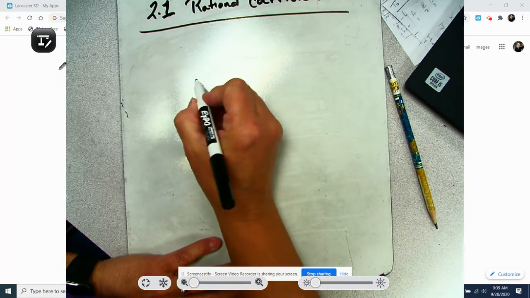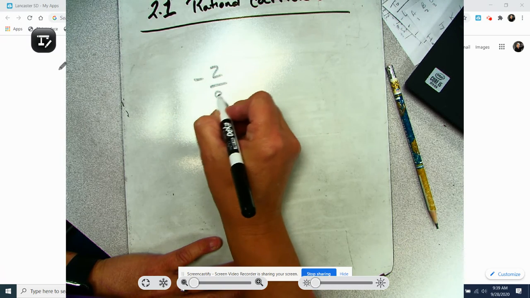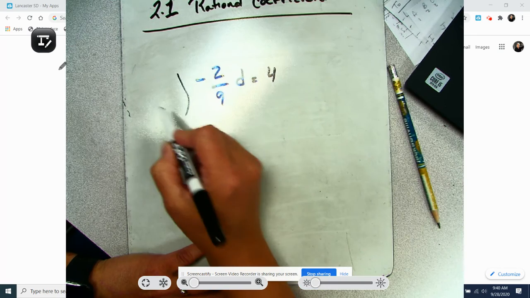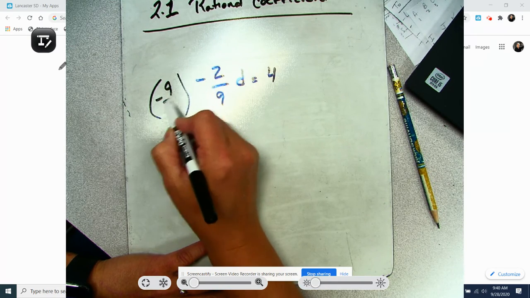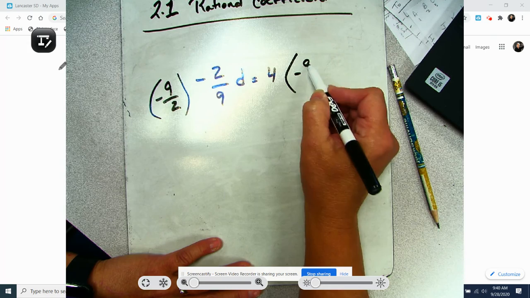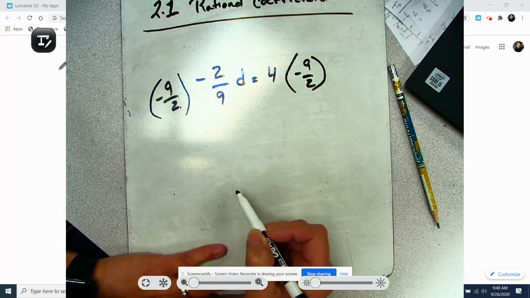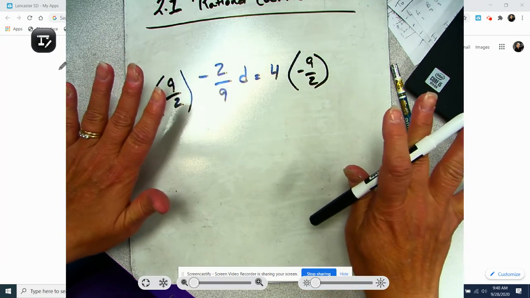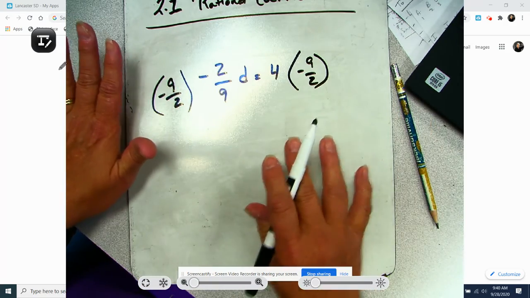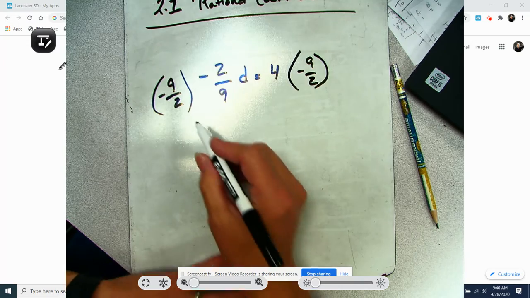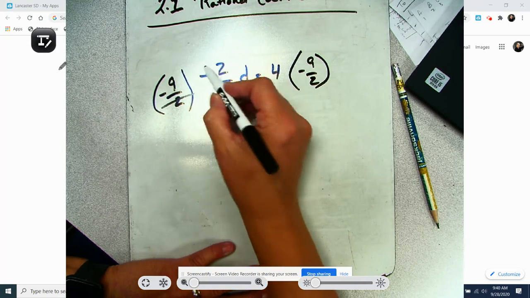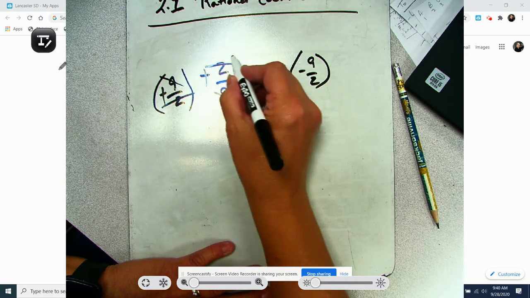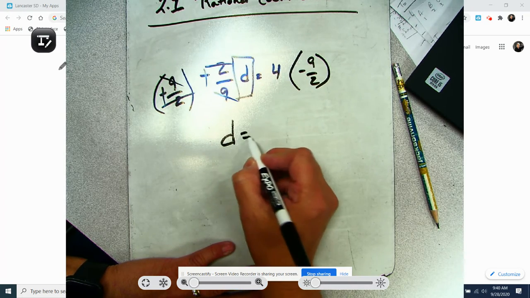Let's try that again. Say you have -2 over 9 d, and that equals 4. The multiplicative inverse is -9 over 2. Again, you must do the same thing on both sides of the equation. You've got to keep it balanced. Add something here, you've got to add the equal amount over here. Multiply here, equal amount multiplied over here. So the 2 cancels the 2, the 9 cancels the 9, the negatives cancel each other, and again, we are left just with our variable.